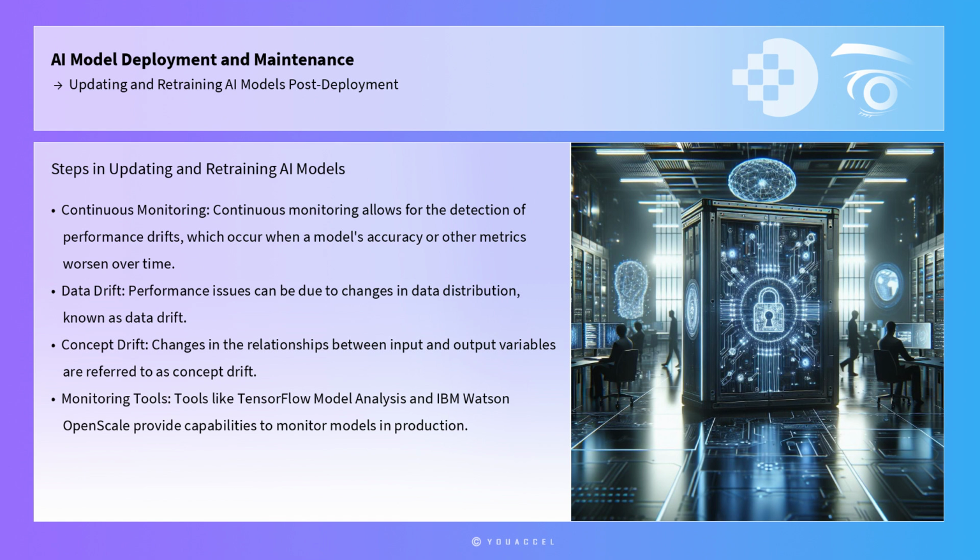The first step in updating and retraining AI models is monitoring model performance. Continuous monitoring allows for the detection of performance drifts, which occur when a model's accuracy or other metrics worsen over time. This can be due to changes in data distribution, known as data drift, or changes in the relationships between input and output variables, referred to as concept drift. Tools like TensorFlow Model Analysis and IBM Watson OpenScale provide capabilities to monitor models in production, offering insights into performance metrics and alerting users to significant deviations from expected behavior.